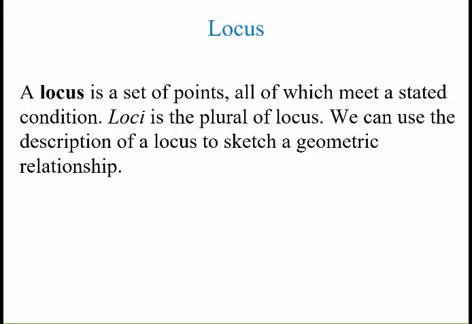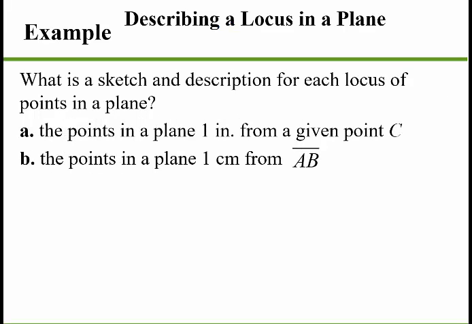A locus is a set of points, all of which meet a standard condition. So I'm going to give the condition, and it could be any condition, and then we're going to talk about what shape forms from that locus. Loci is the plural of locus, and we can use the description of a locus to sketch a geometric relationship. All right, so let's do an example.